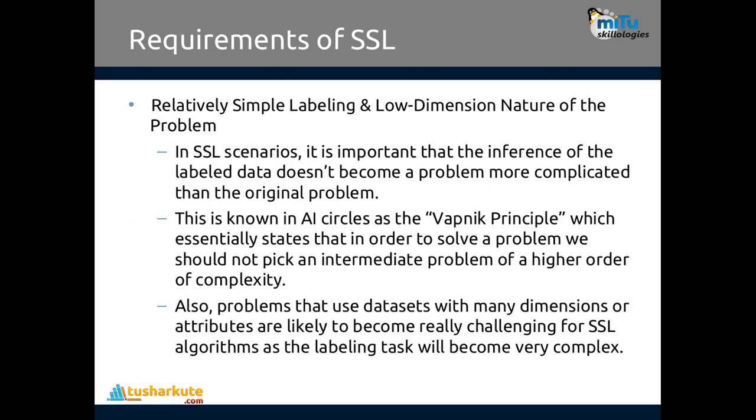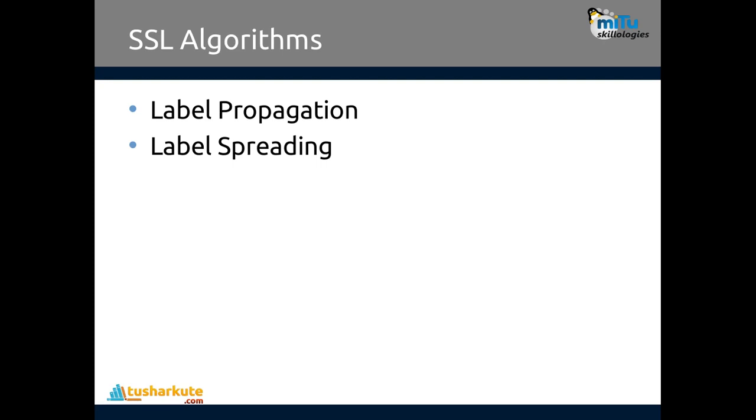And the last one, relatively simple labeling and low dimension nature of the problem should be present. So in an SSL scenario, it's important that the inference of the label data doesn't become more complicated than the original problem. This in AI is known as the Vapnik principle, which essentially states that in order to solve a problem, we should not pick an intermediate problem of a higher order of complexity. That's what the prime and common requirements of SSL are.